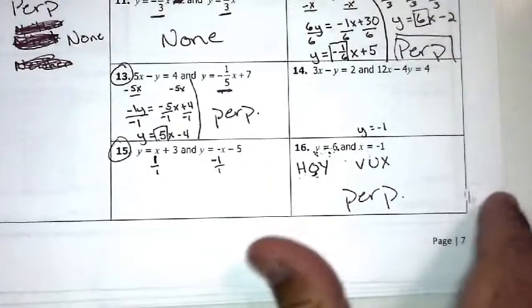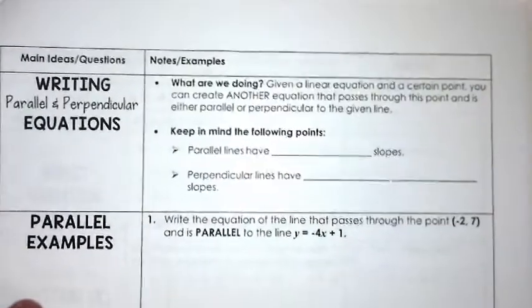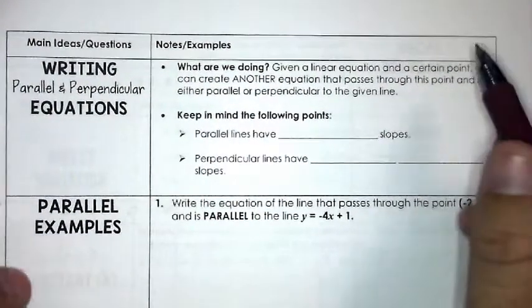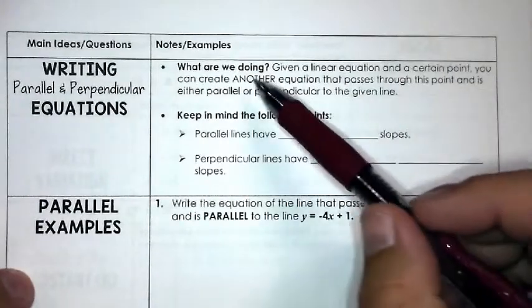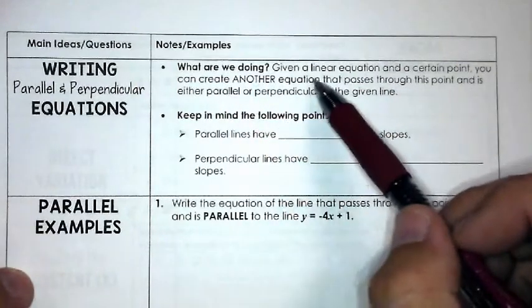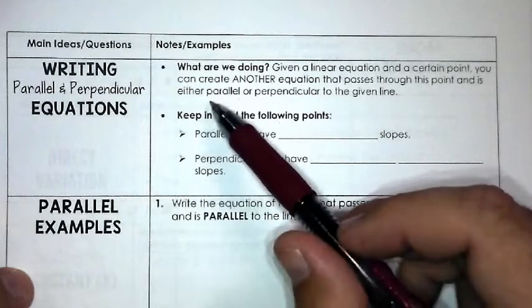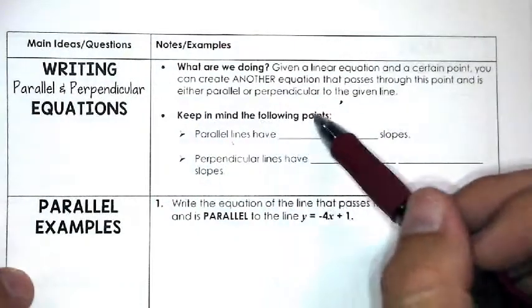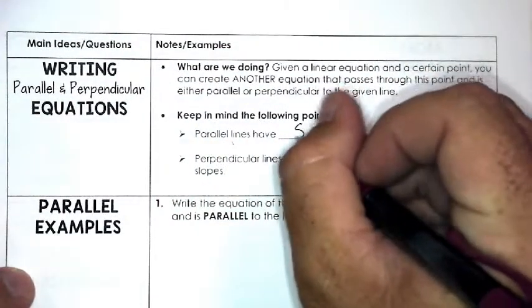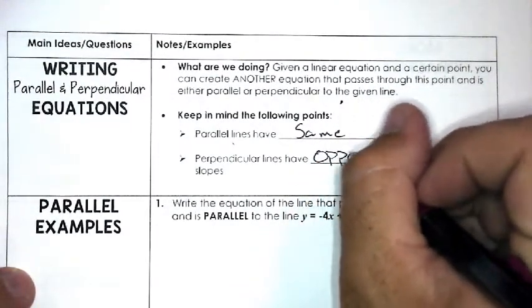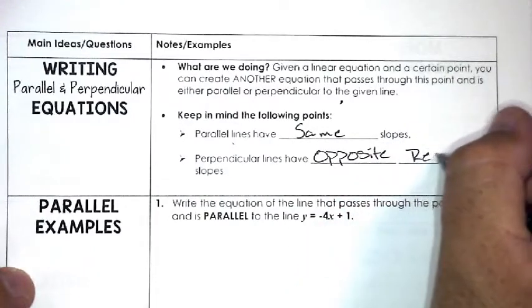All right. Writing equations given parallel and perpendicular definitions. What are we doing exactly? Given a linear equation and a certain point, you can create another equation that passes through the point it gives you and is either a parallel or perpendicular line to the given one. Now, keep in mind the following points. Parallel lines have the same slope. Perpendicular lines have the opposite reciprocal slope. Okay?